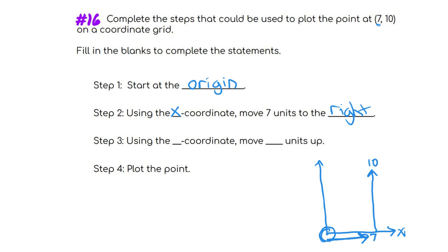Then step 3, using the, well, if 7 was the x coordinate, we use the second coordinate, which is y, to move 10 units up and plot the point. So start at the origin, using the x coordinate, move 7 units to the right, using the y coordinate, move 10 units up. Plot the point. In other words, run, then jump.